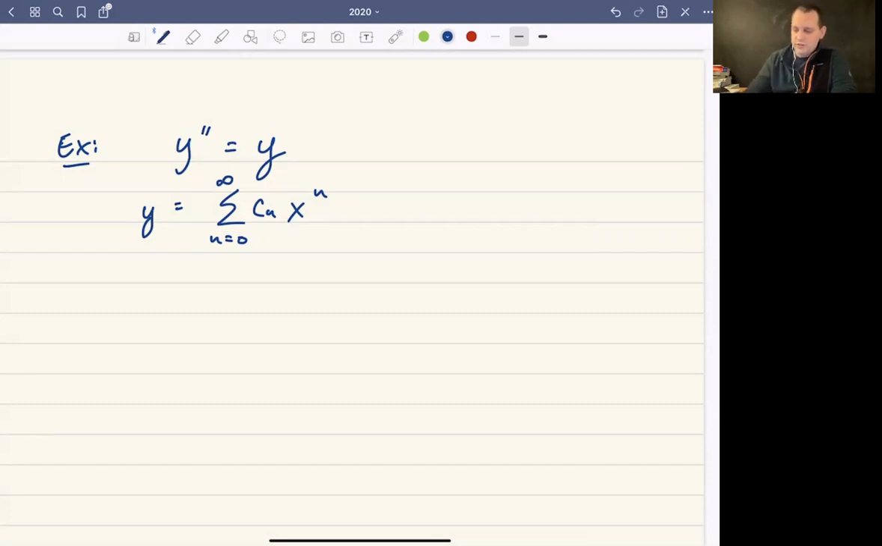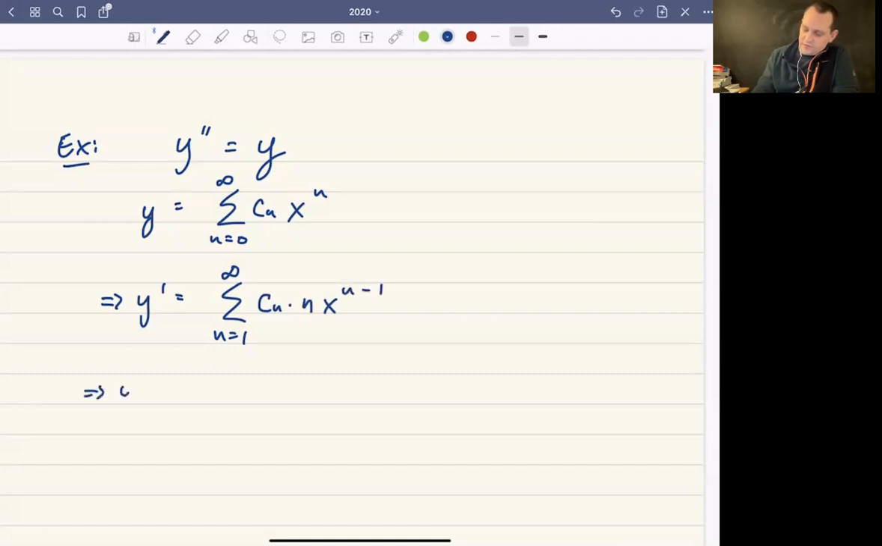So we're going to do exactly like we did before. Write y as this power series, c sub n x to the n, sum goes from n equals 0 to infinity. If we differentiate once, we're going to end up with the sum from 1 to infinity of c sub n times n x to the n minus 1. And if we differentiate again, y double prime is going to be the sum starting at 2 going to infinity, c sub n times n minus 1 x to the n minus 2.